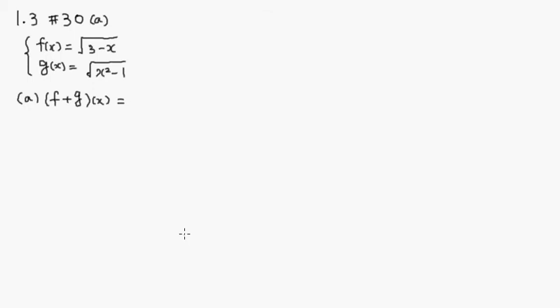Finding the formula is very simple. You just add them up. So f plus g of x would be just the square root of 3 minus x plus the square root of x squared minus 1. So that's the formula.